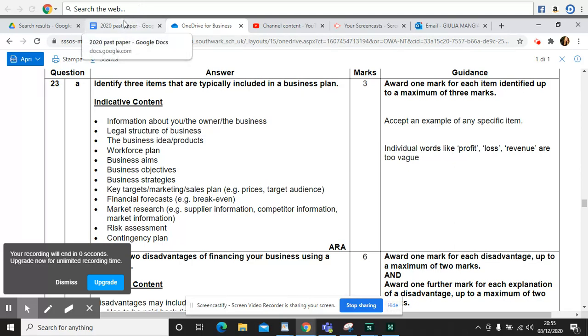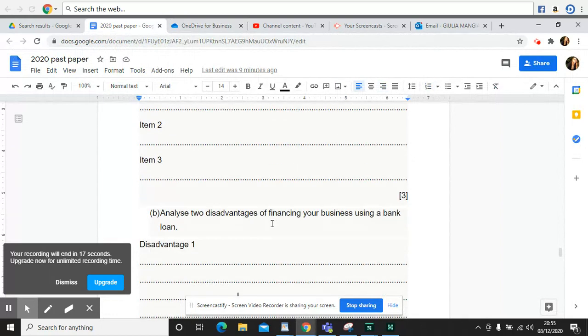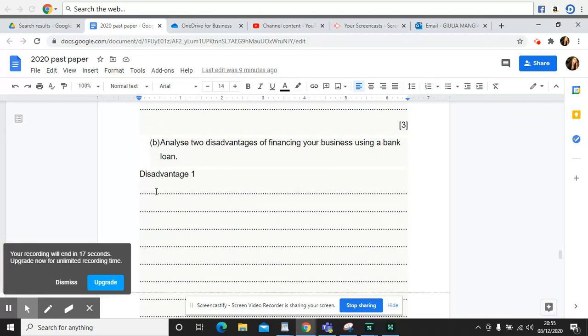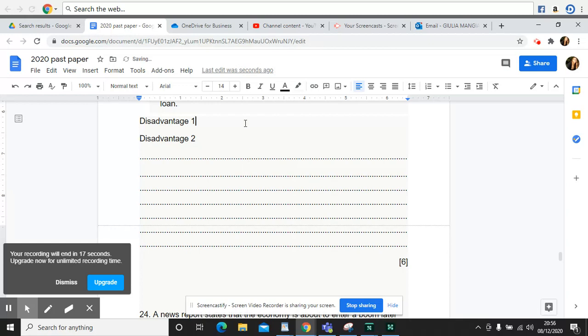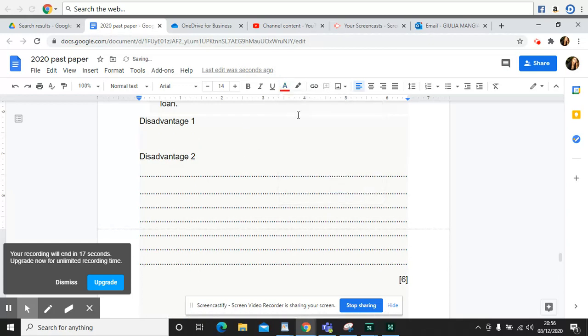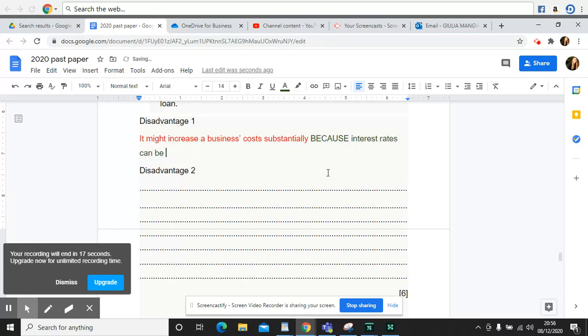Now question 23B, I'll do with you because it's an analysis question. I want to give you good ideas. Analyze 2 disadvantages of financing your business using a bank loan. Disadvantage number 1, the way I've done it is that I say it might increase business costs substantially. And why is this? This is because interest rates can be high.